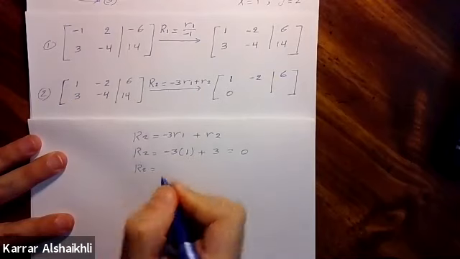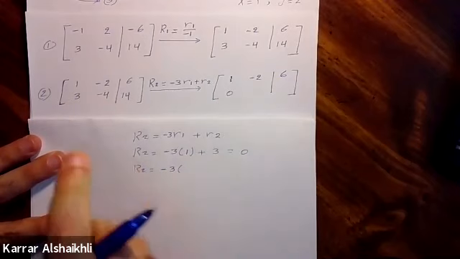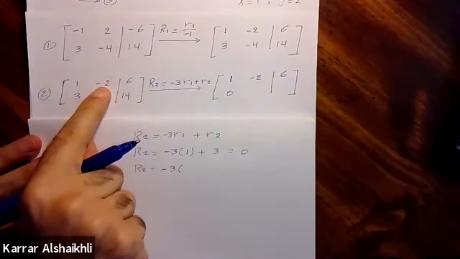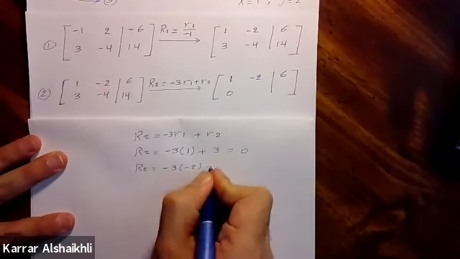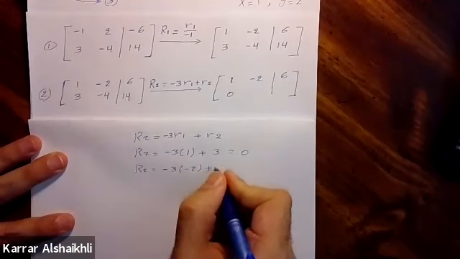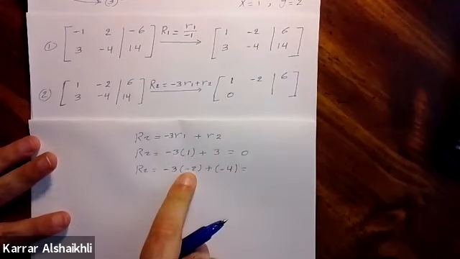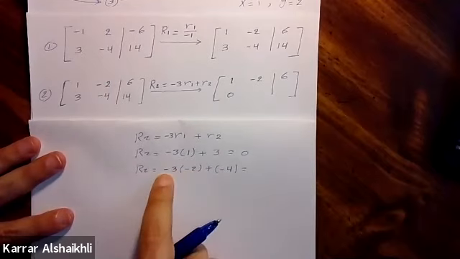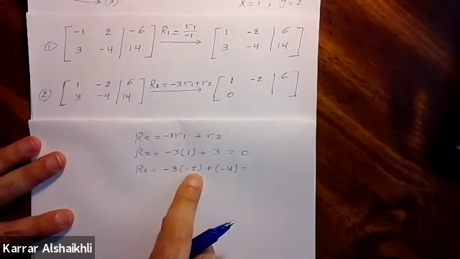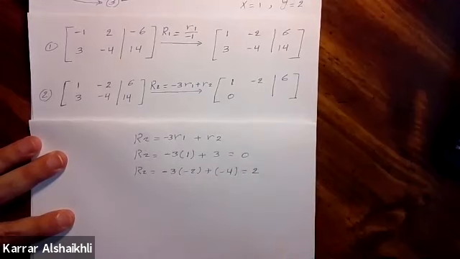The second R2, I'm going to say -3 times the second number here, which is -2 with the R1, -2, plus -4. -3 times -2 is going to be 6, because multiplying negative times negative is positive. 3 times 2 is going to be 6. 6 minus 4 is going to be 2. So the second number here is going to be 2.